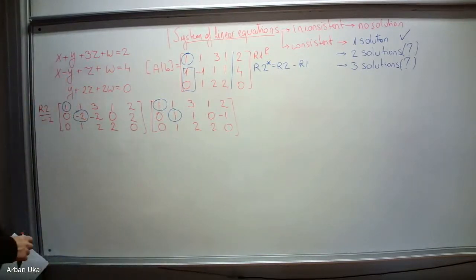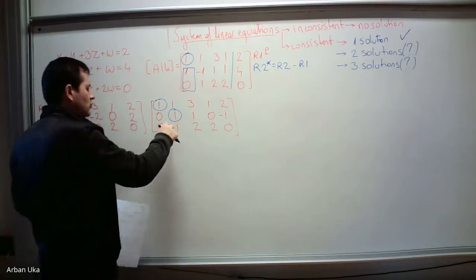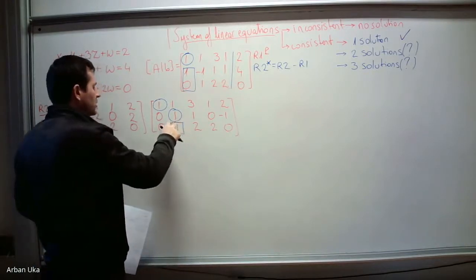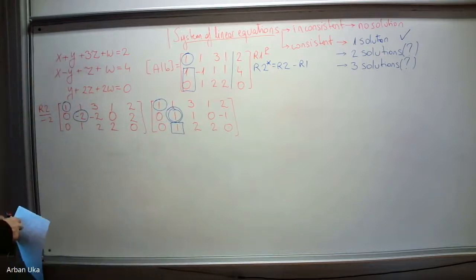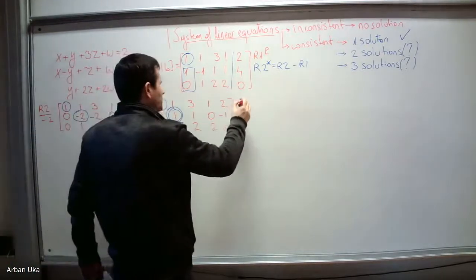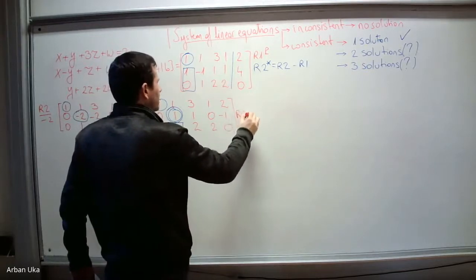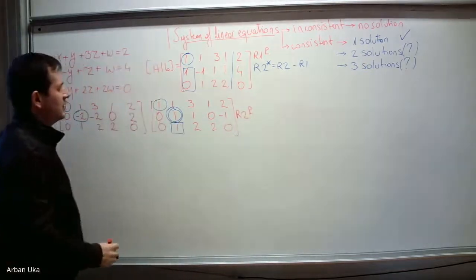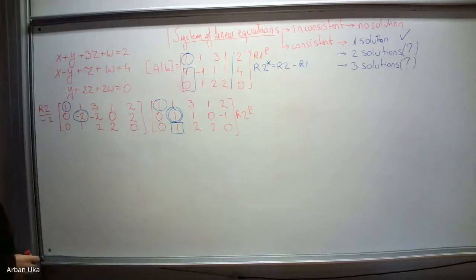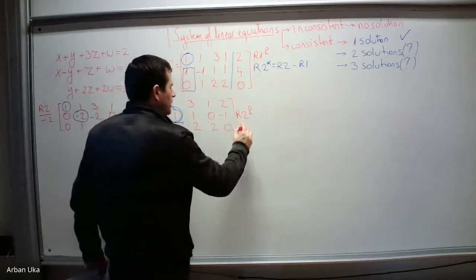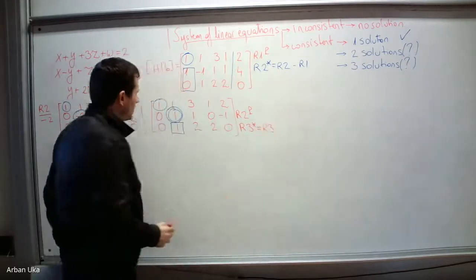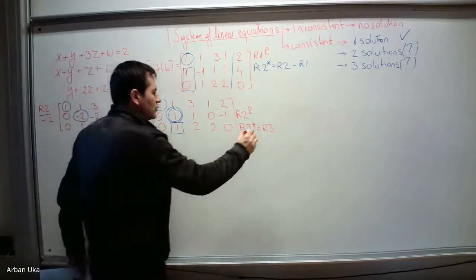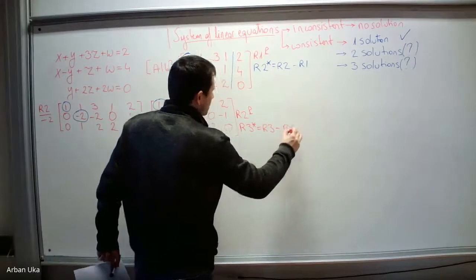What can we do to improve this set? Is to try to make this one 0 using this pivot element. How can we do it? We have row 2 as a pivot, and we can say that row 3 star is equal to row 3, then what? Minus row 2. That's correct, minus row 2.